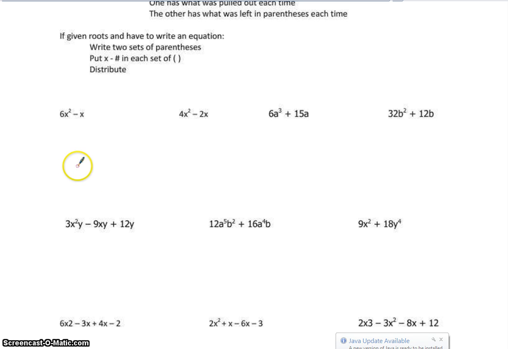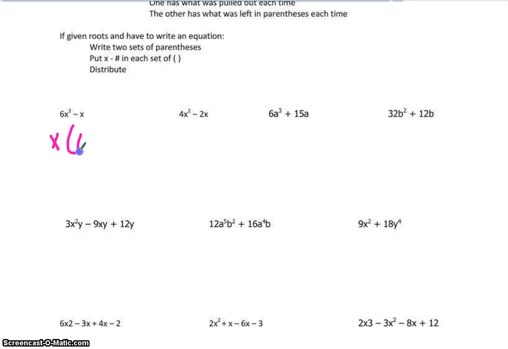So let's look at an example. 6x squared minus x has 2 terms. So we look and see, what do they have in common? What could I pull out? Well, they both have an x in them, so I'm going to pull out an x. So I write my x and then I open parentheses. Inside the parentheses is going to be what was left.